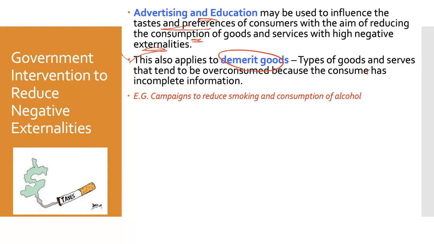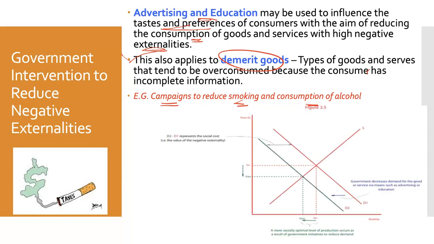So there has been significant campaigns, for example, in Australia to reduce smoking, consumption of alcohol, dangerous driving, those sorts of things. Why do we do this? To reduce the demand for it. So in this case, we have gone from D1 to D2.